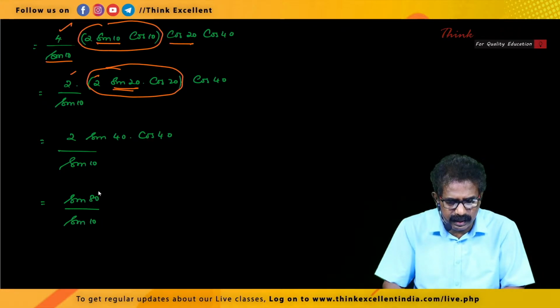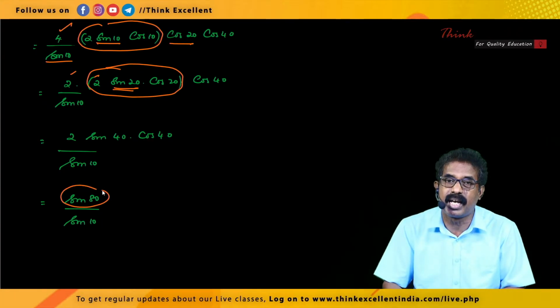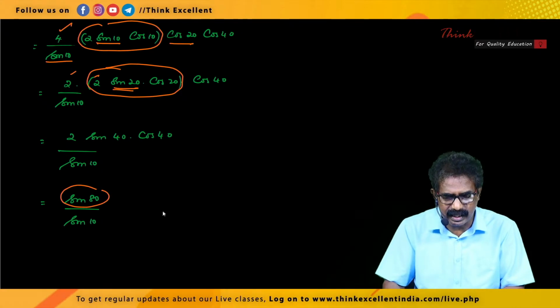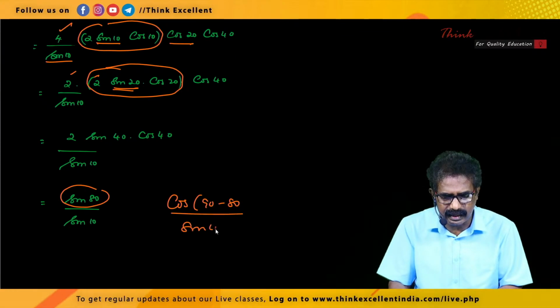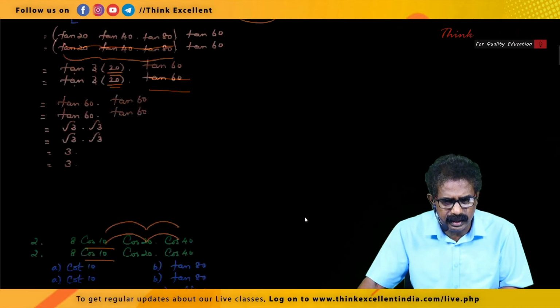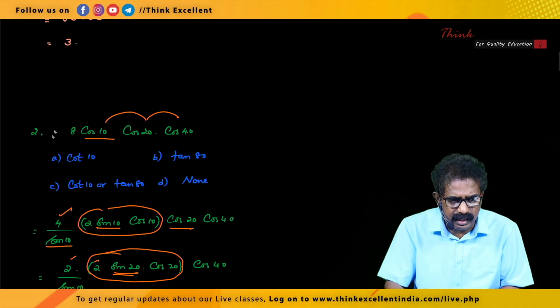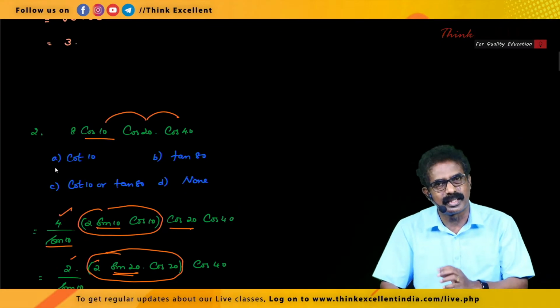Some of the students changed the sin 80. Sin can be changed into cos. Cos of 90 minus 80 by sin 10, right? So you are getting cos 10 by sin 10. Cos 10 by sin 10 is cot 10. You checked: yes, we have cot 10. You tick that answer.